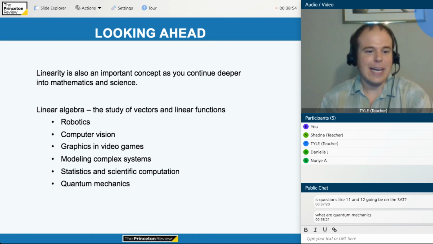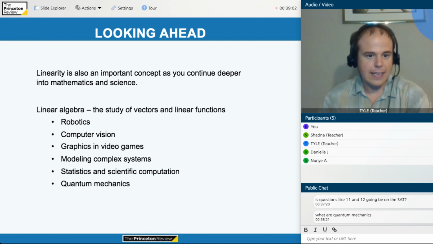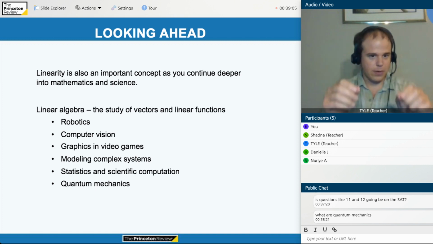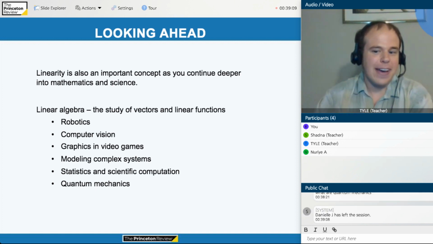If you want a good example of this, look up on YouTube, like the double slit experiment, and you can find some really cool stuff. That's a good way to be introduced to quantum mechanics. It's a simple experiment with light going through two holes and how it interacts with the screen behind it. The mathematics of quantum mechanics relies heavily on linearity, like we were talking about today.